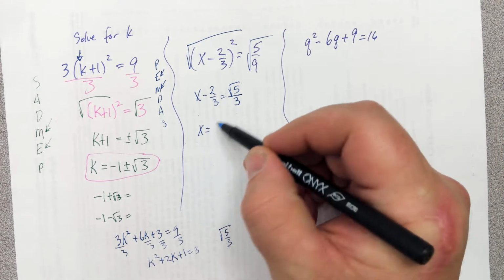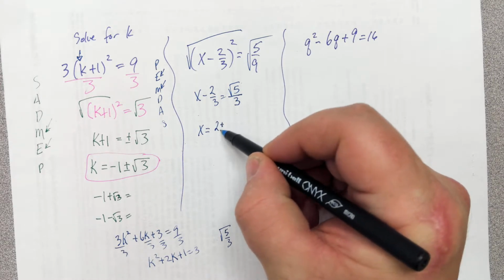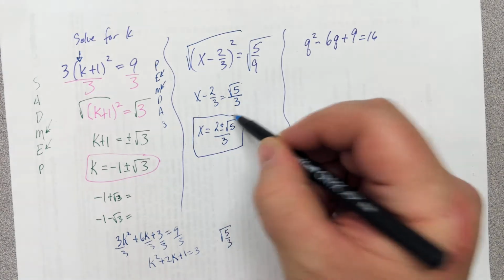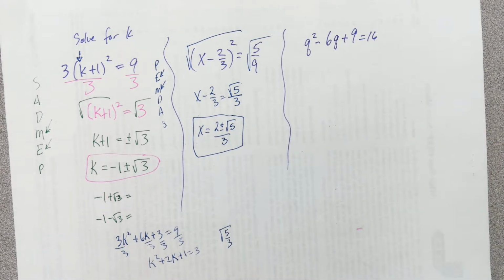All right. So you've got to add this to both sides. They have the same denominator, right? And so for what we've done so far, that's it, right? 2 plus or minus the square root of 5, divided by 3.